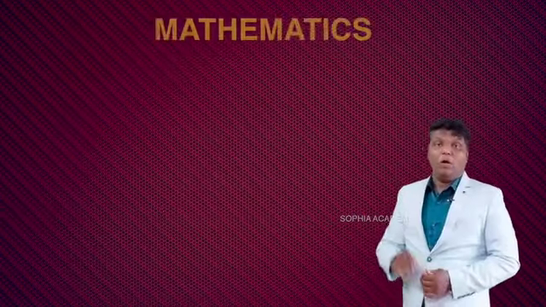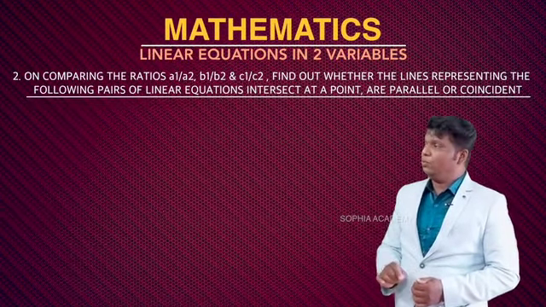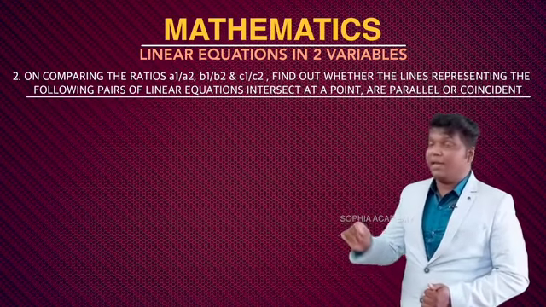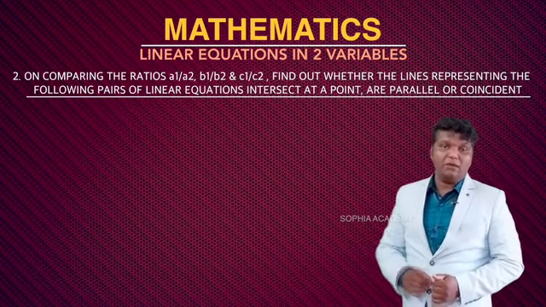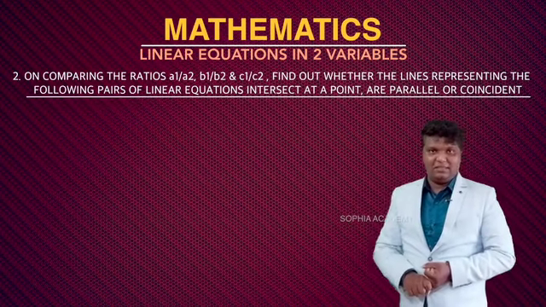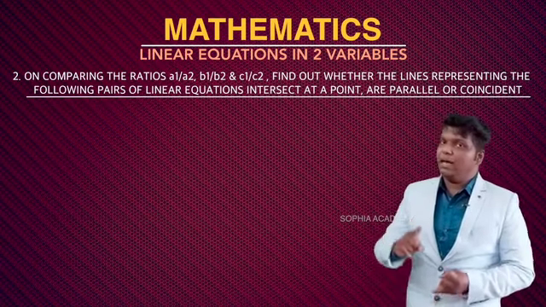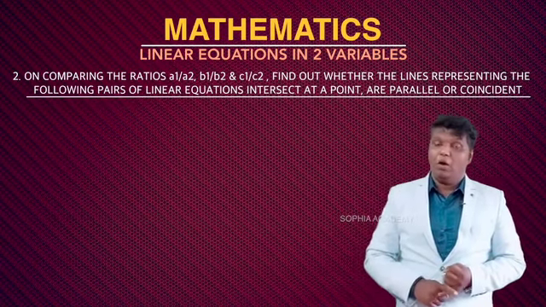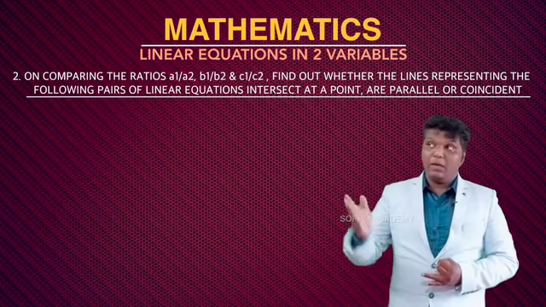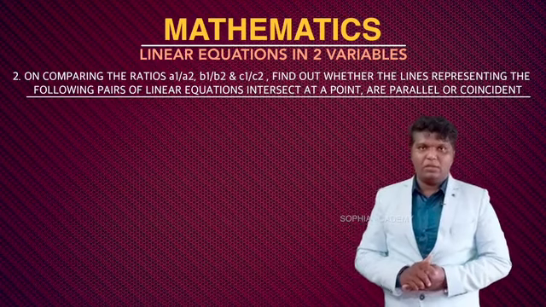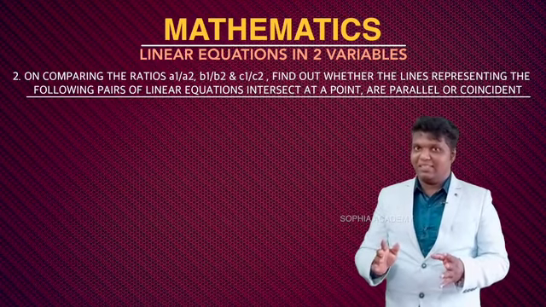One more question. On comparing the ratios A1 by A2, B1 by B2 and C1 by C2, find out whether these lines intersect at a point, or they are parallel, or they coincide. That means you have to find whether they are going to meet each other. That means they intersect at a single point, or they coincide, which means they overlap at every point, or they are parallel. There are 3 conditions. So that means we have to find the consistency, right?